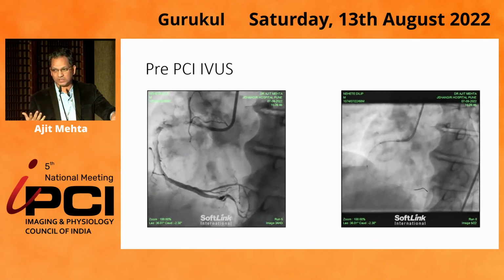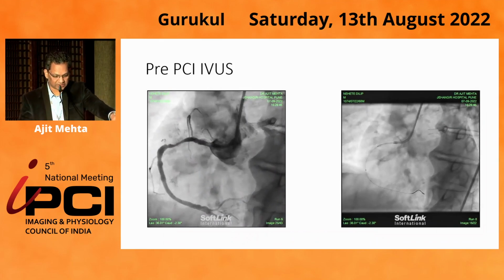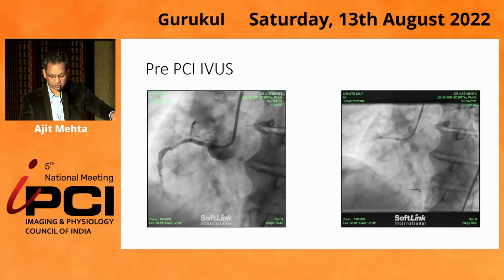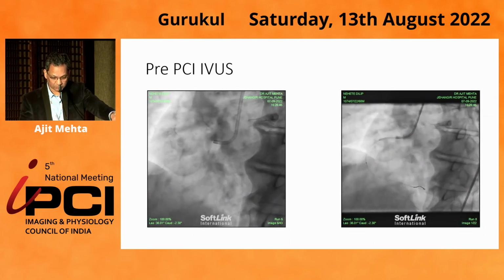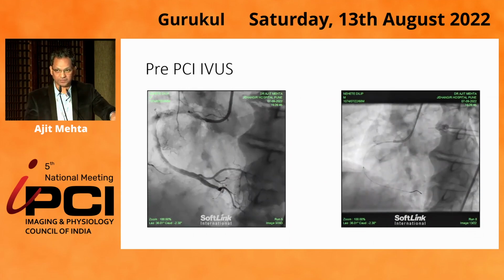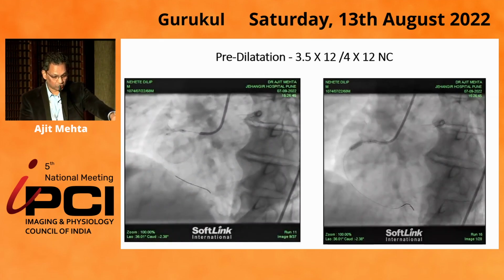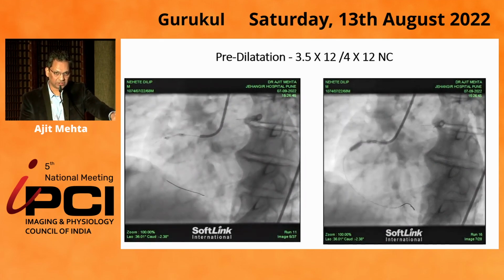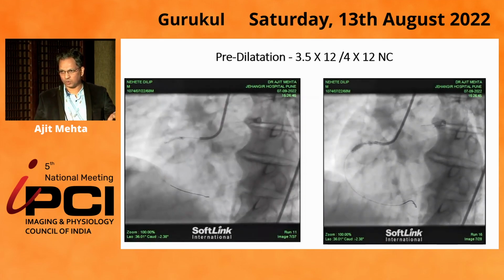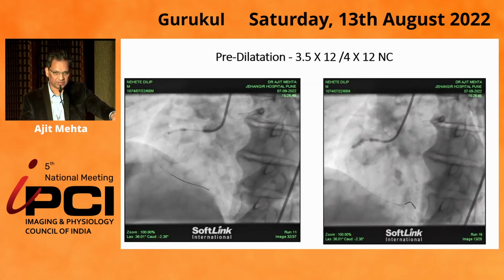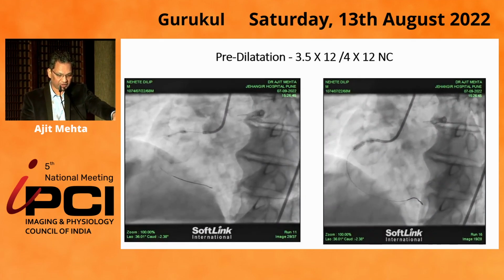We wanted to use OCT, but at that time our OCT machine had some problems, so we were forced to use IVUS. The IVUS catheter couldn't go beyond the first RCA disease. So we did pre-dilatation. It was a big artery, almost a 4.0 artery, so we straight away went ahead with 3.5.